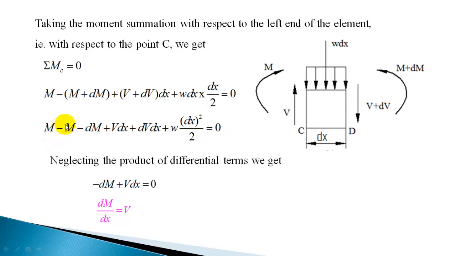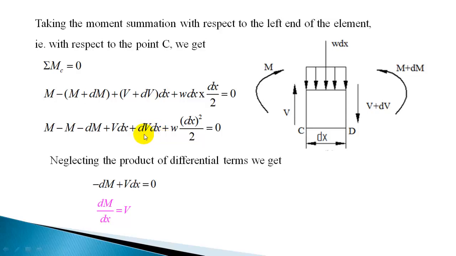Now here m cancels, you get minus dm plus v dx. Here you have dv dx and dx square. So this term dv dx is the differential change in shear force into differential length. So this is a product of differential quantities.